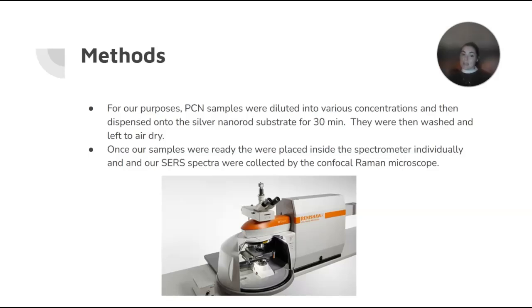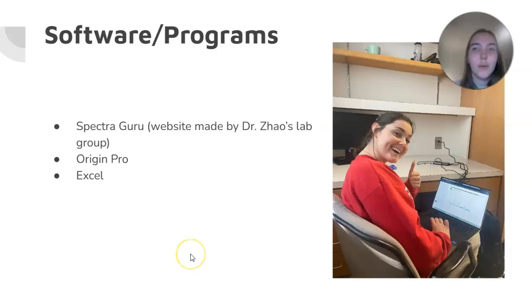So yeah, that's it. Okay, so while we were processing our data, we used a couple of programs. We used Spectra Guru, which is a website made by Dr. Zhao's lab group, which is very cool. We used Origin Pro and we used Excel, and I'll specify which program was used to make each figure as we go along. And this is Carolyn using Spectra Guru in the Riverbend lab.